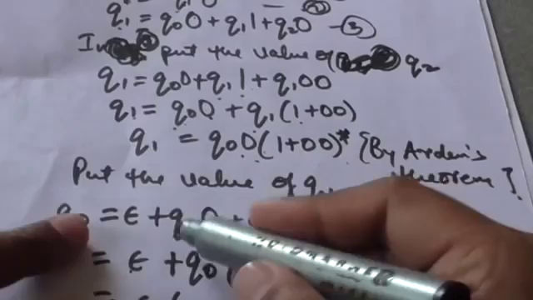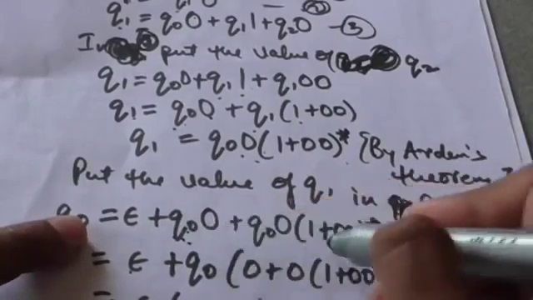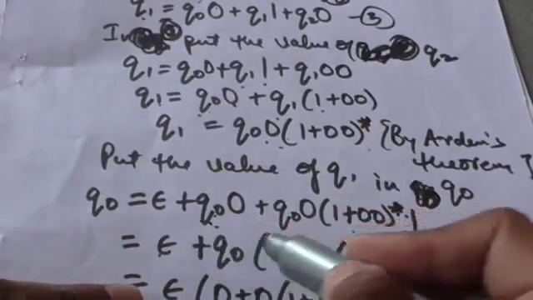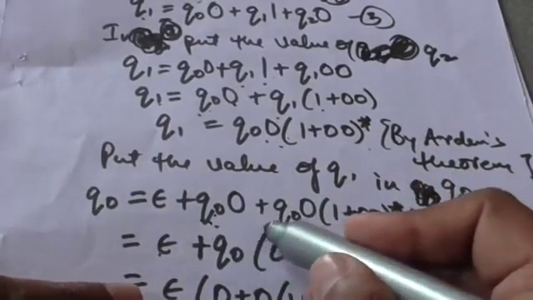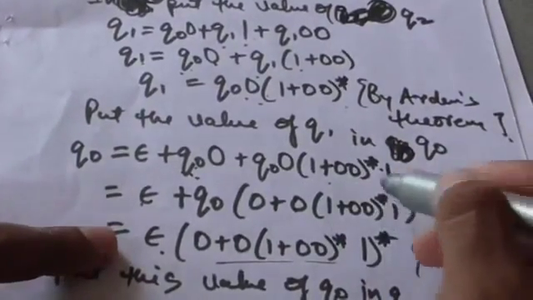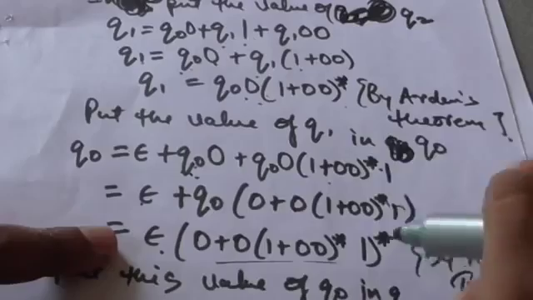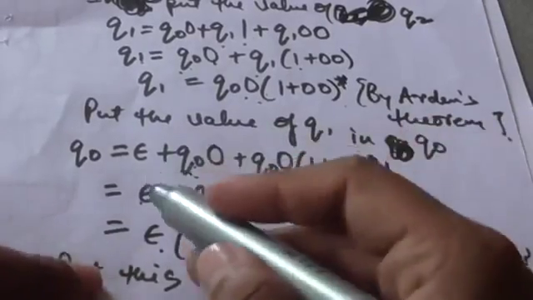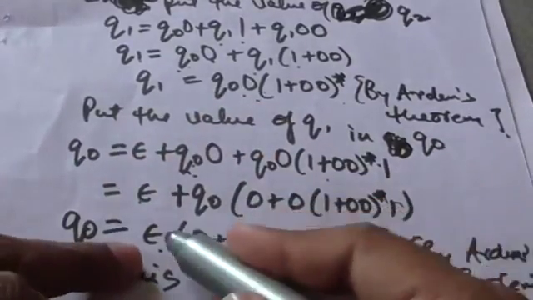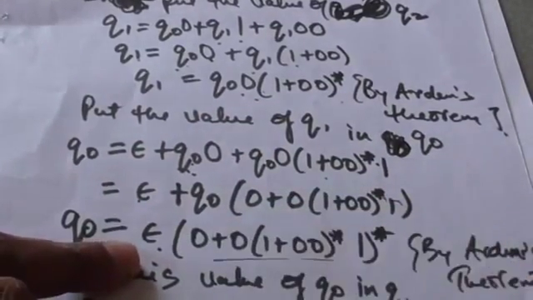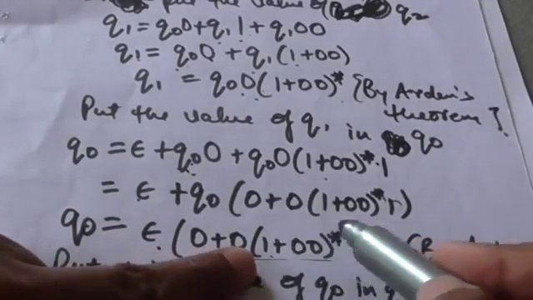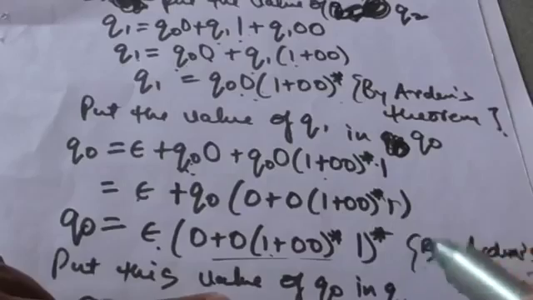Now we can take Q0 common in these two expressions. When we take Q0 common, we will get empty plus Q0 (0 plus 0 (1 plus 00) clean 1). Now see, by applying Arden's theorem, we will get Q0 equals empty string, in bracket 0 plus 0 in bracket 1 plus 00 clean 1, clean, right?